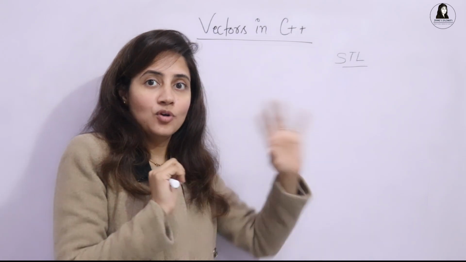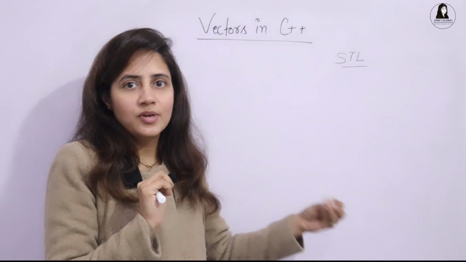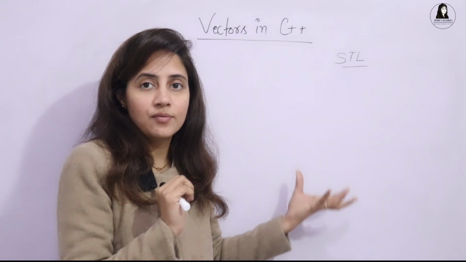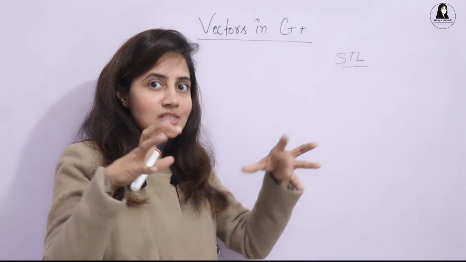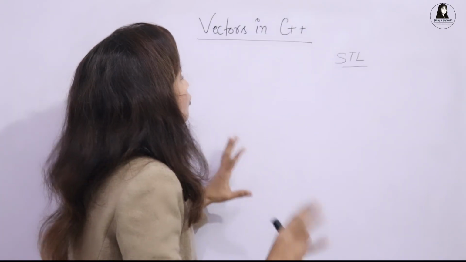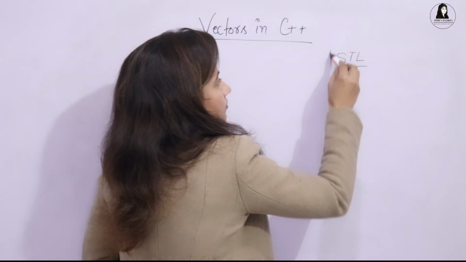How vectors are different from arrays. If we have arrays, then why we are using vectors, right? How to declare a vector, how to initialize vectors. These things we'll see in this video, right? So first thing, what is STL?